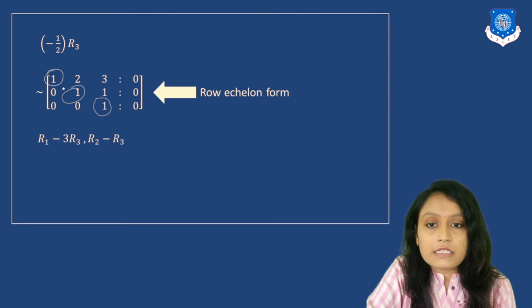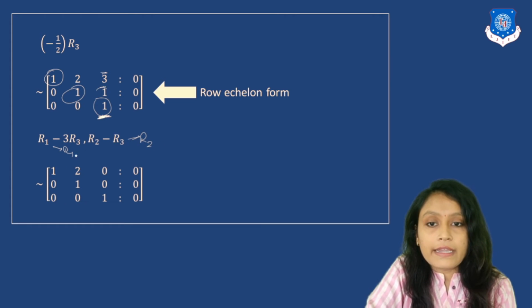Now our next step is to find the reduced row echelon form. Okay, so for that firstly we will make 0 in these two positions. For that we will use the row operation R1 minus 3R3. We will consider this leading one, right? So R1 minus 3R3 and we will make changes in the first row R1. Then to make this 0 we will write R2 minus R3 and we will make the changes in R2.